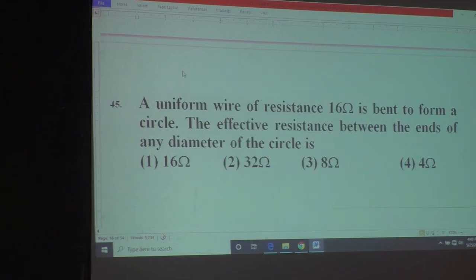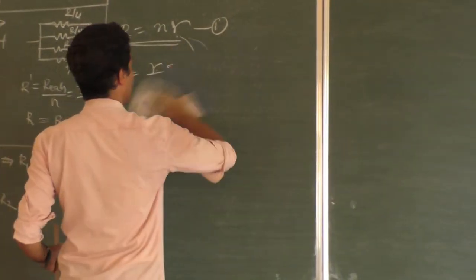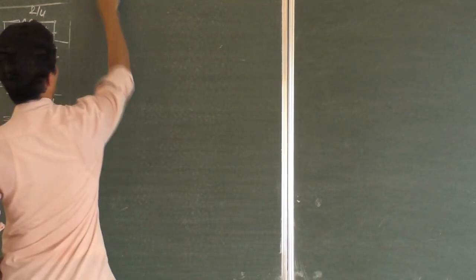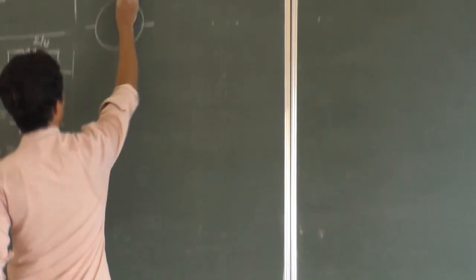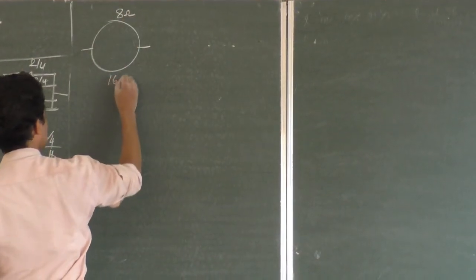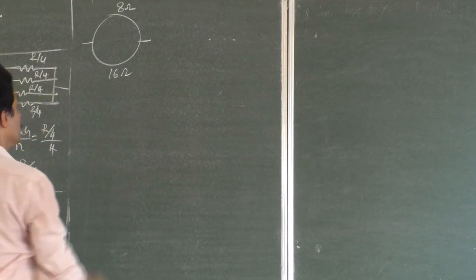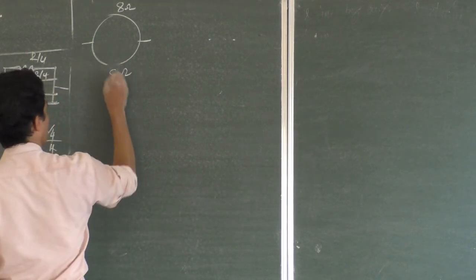Coming back to the board, you can solve it now. Very easy problem. When you connect a 16 ohm resistor in the form of a circle, half of the circle will have 8 ohm, and the remaining half will have 8 ohm, because totally it is 16. If you cut this wire and make it into a single length wire, it's 16 ohm. So it is half, 8 ohm and 8 ohm.